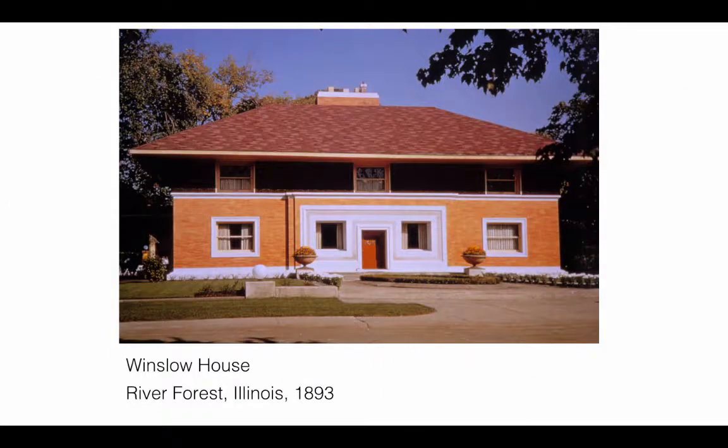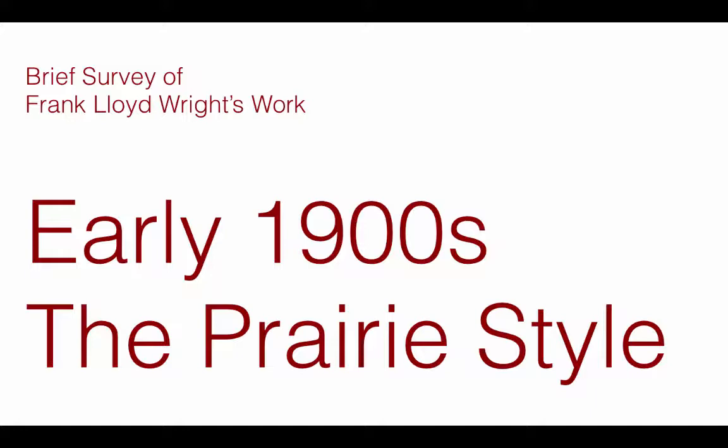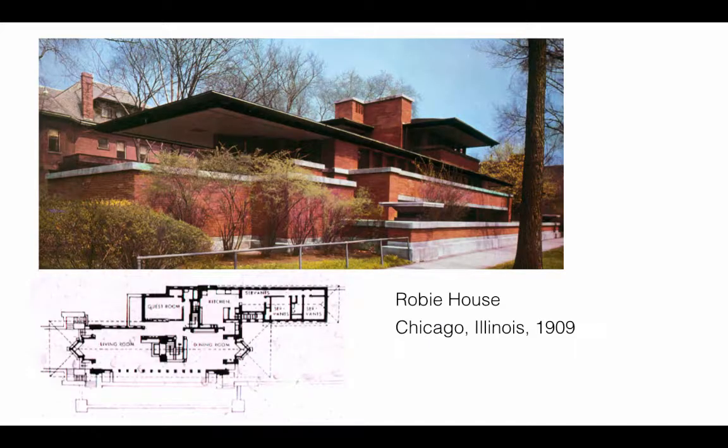The first project he did on his own is the Winslow House in River Forest, Illinois. We see this low-sloped overhanging roof. We see the second story in shadow, emphasizing horizontality. So we're already getting hints of Wright's mature work. And Wright's fully developed mature work comes in the early 1900s with the Prairie Style.